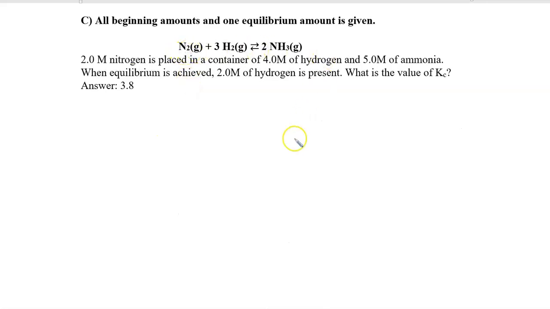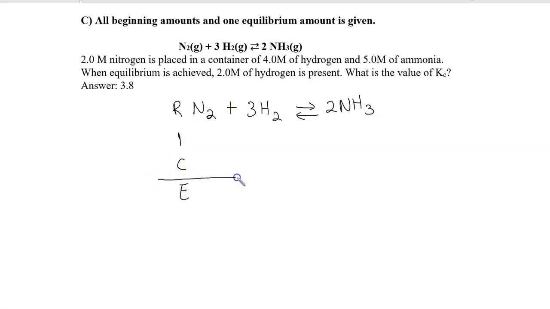This is that Haber process. Remember that Haber process is that synthesis of ammonia. Real important reaction in chemistry, the Haber process. All right, I've got my reaction there. And now I'm going to start filling in information.